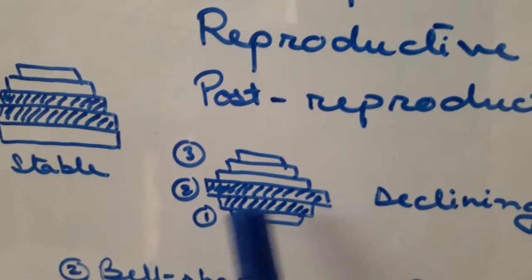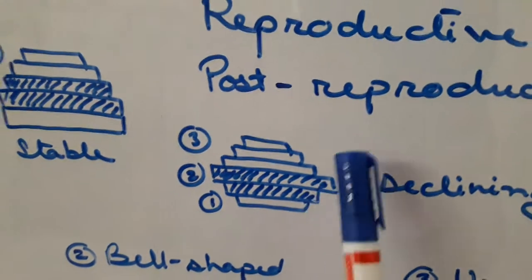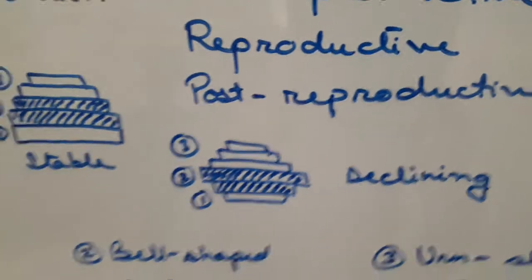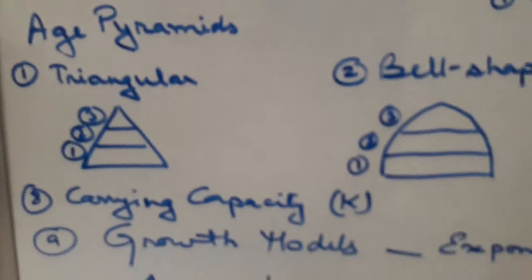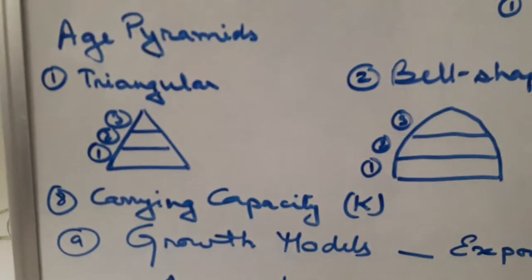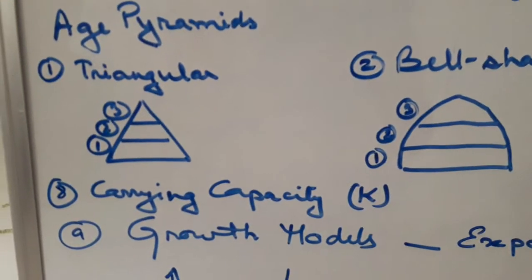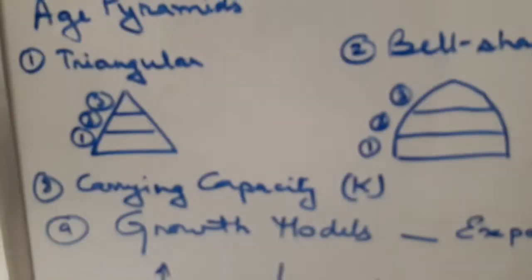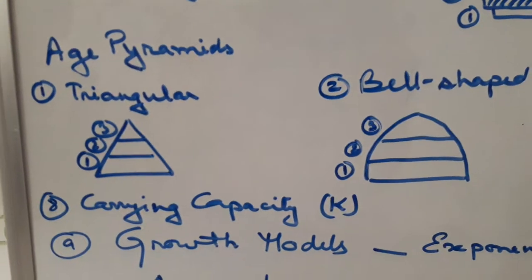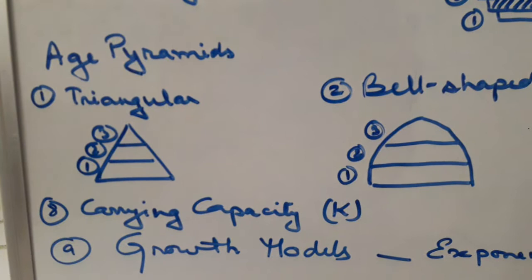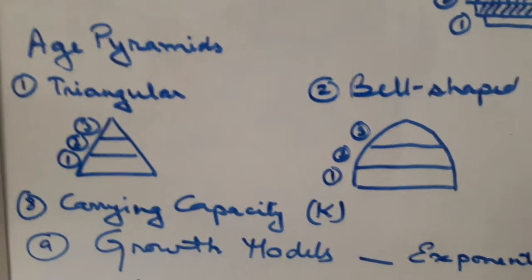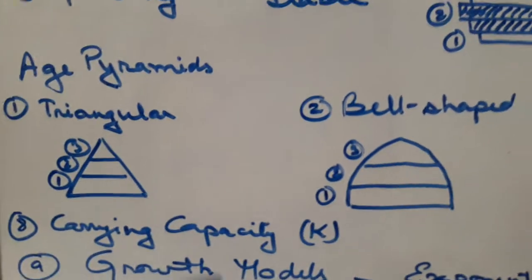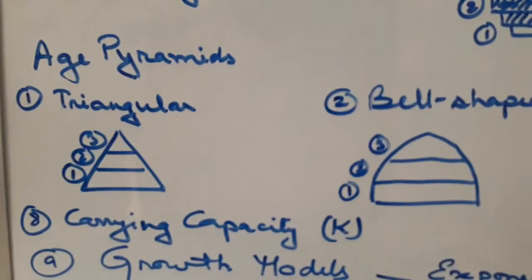That's why, as the pre-reproductive individual number is less, this particular population growth is declining. Now, based on all this, we find three types of age pyramids. Age pyramids are graphical representations of a population, showing how the pre-reproductive, reproductive and post-reproductive organisms are distributed, and what number is present. Based on that, we find three different types of pyramids.